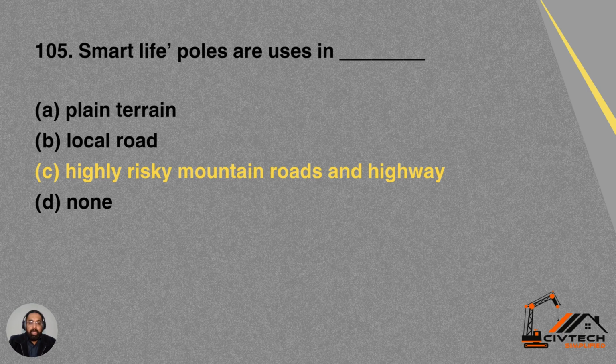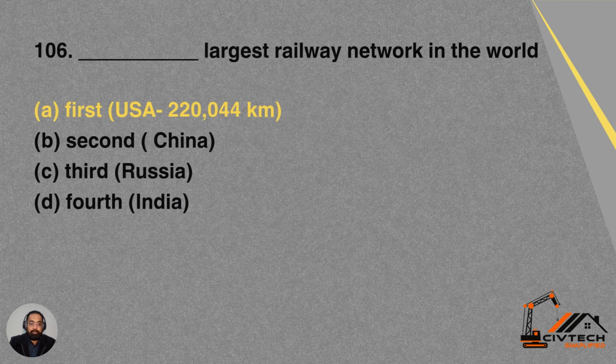Question number 105. Smart life poles are used in option A, plain terrain. Option B, local road. Option C, highly risky mountain roads and highways. Option D, none of the above. So yes, smart life poles are used in highly risky mountain roads and highways. So C is the correct answer.